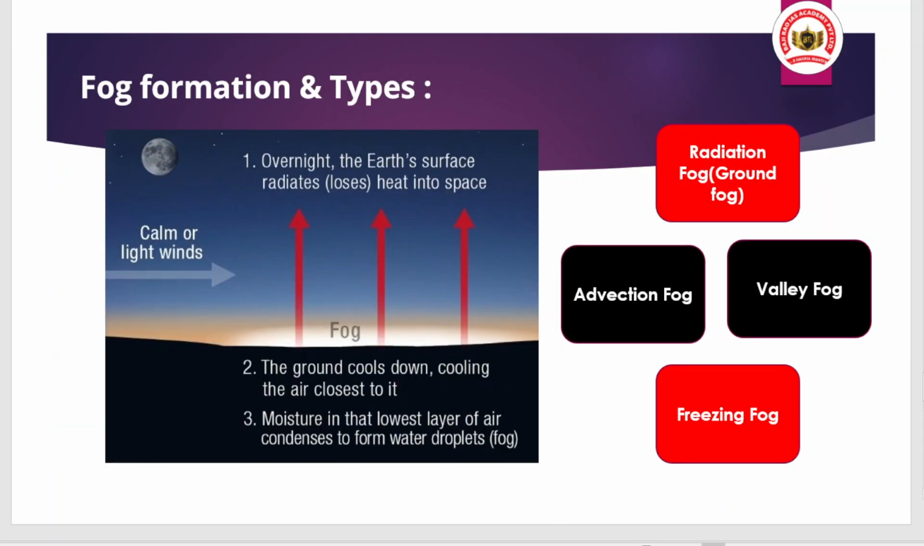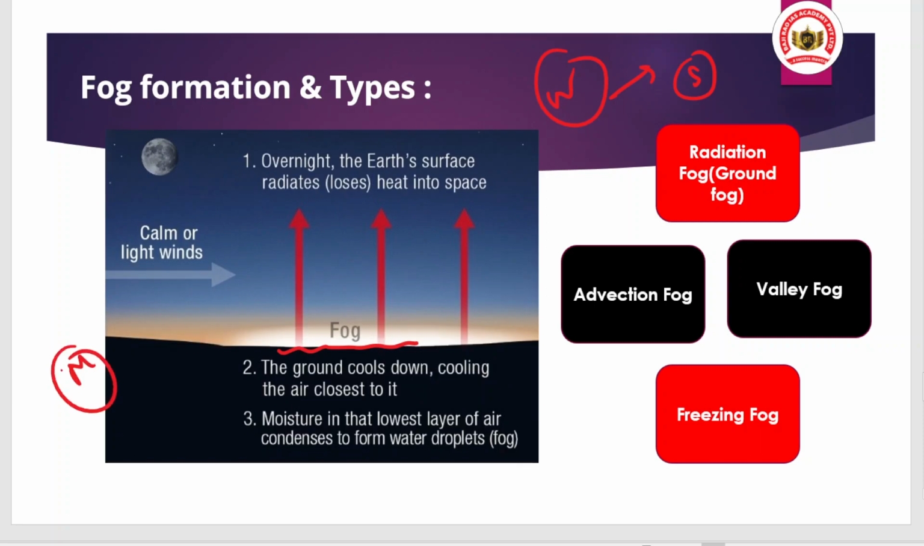So we have a map for you. During winter, try to observe, try to link. First of all, during winter, there will be cooling of the ground. Why is there more cooling of the ground? Because there is a lack of sunlight. Because in winter, the sun is shifted towards the southern hemisphere. So definitely there is a lack of sunlight, and there is more night than day.